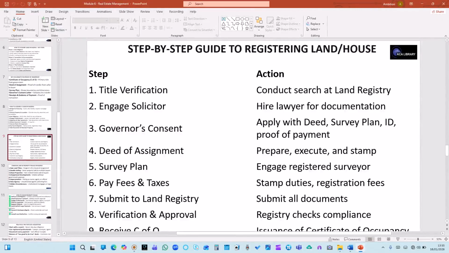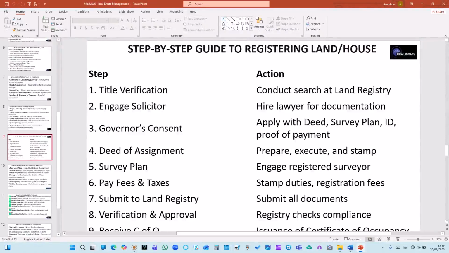Then number 4 is your deed of assignment. You prepare, execute, and stamp your deed of assignment. Number 5 step is your survey plan. You develop your survey plan. That is, engage a registered surveyor to survey the land. Then number 6 step is where you pay your fees and taxes, example like stamp duties and registration fee. Then number 7 step is submit the land to the state land registry. That is submitting all the necessary documents for registration.